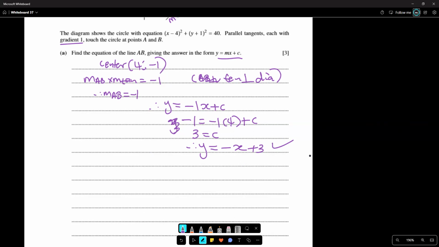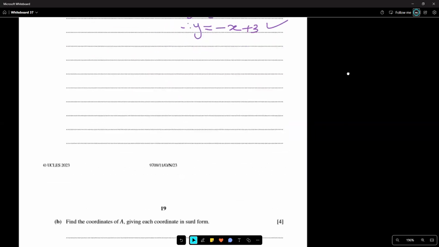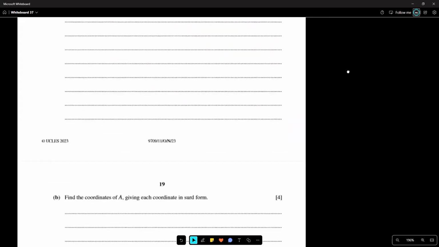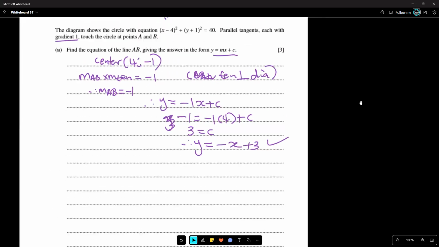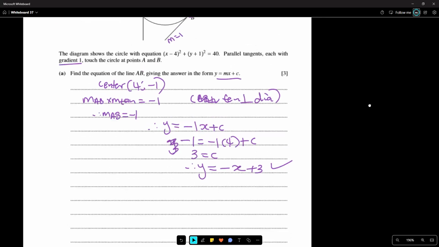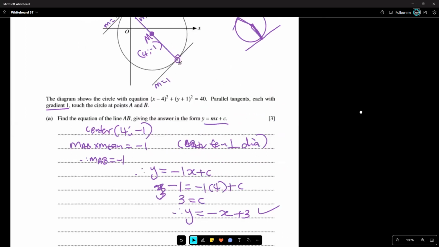Now they say, next question, they want us to do what? Find the coordinates of A, each in surd form. Okay. So each coordinate must be in surd form. Okay. Sure. So to get the coordinate of A, I'm going to do this.